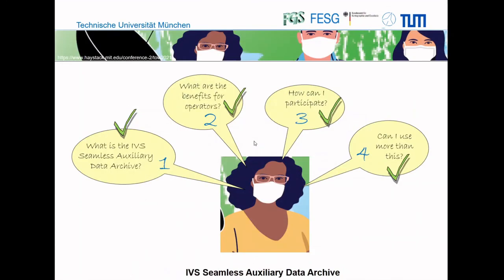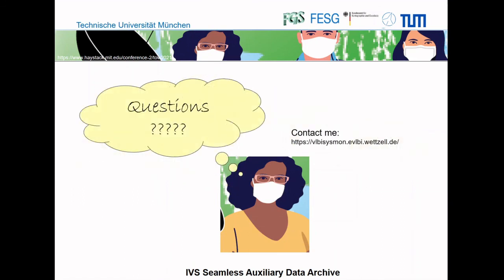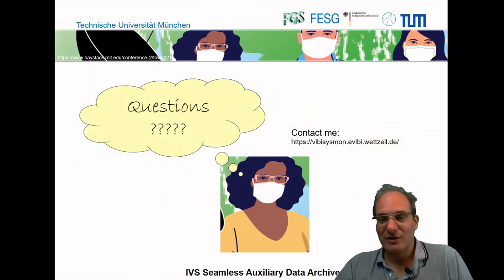So, and this is what I wanted to show you. So what is the Seamless Auxiliary Data Archive? What are the benefits for the operators? How can you participate in this data center with very simple techniques, where you don't have to install things on your side? And what is also possible, and what is a real benefit for the control center if you have to control more than one telescope from one local position, from one control center. So this is what I wanted to tell you.